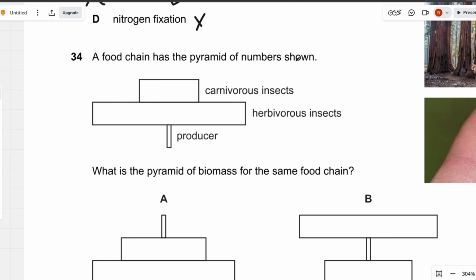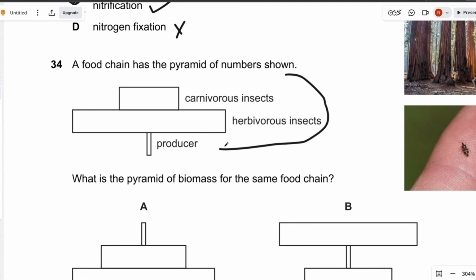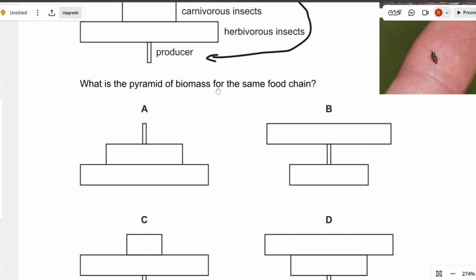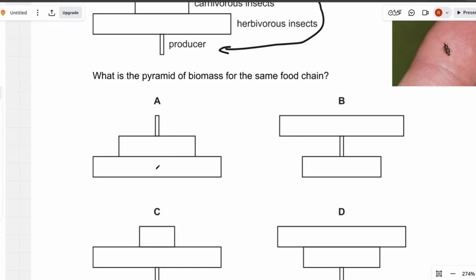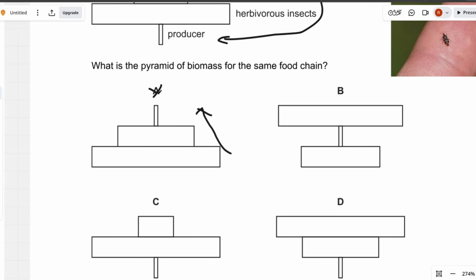The pyramid of number is concerned with the number or the size of the population, and the pyramid of biomass is concerned with the size or the amount of organic matter that is found within each group. So the pyramid of biomass usually has a much wider base and decreases as we go up the pyramid. So the only correct answer here is A, but let me actually show you why.